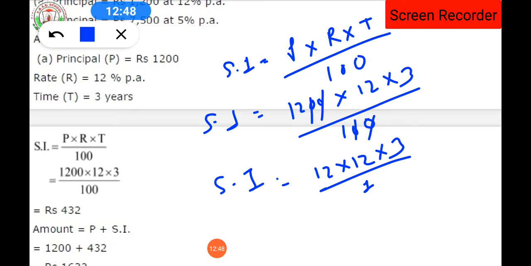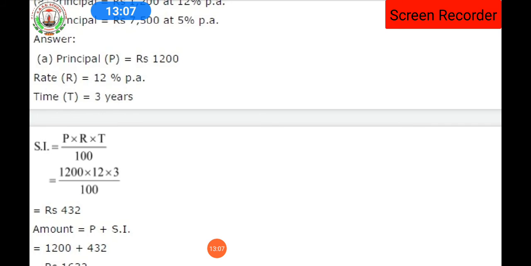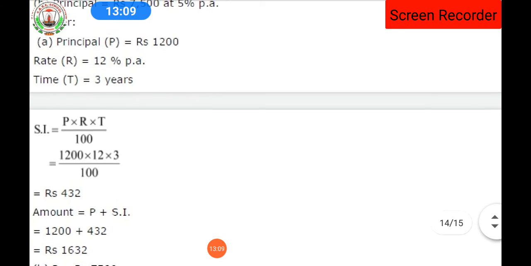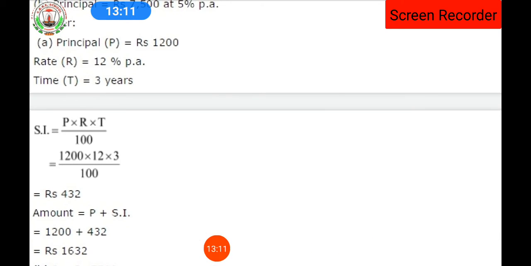So 12 into 12 is 144. 144 into 3, so 432. So what is the simple interest we are getting? The simple interest we are getting is rupees 432, isn't it? So here we found the simple interest by using the formula P into R into T upon 100.